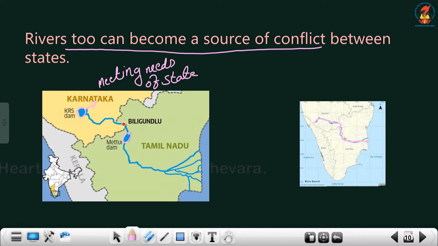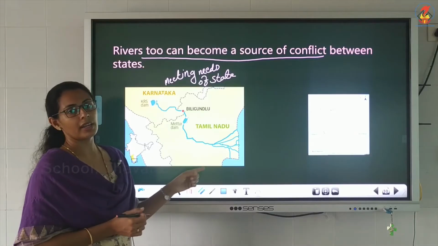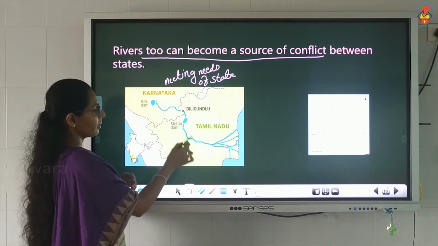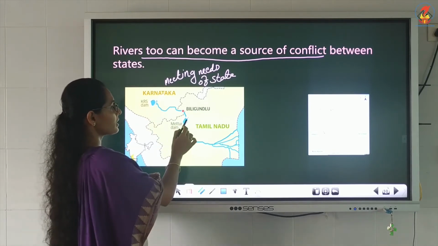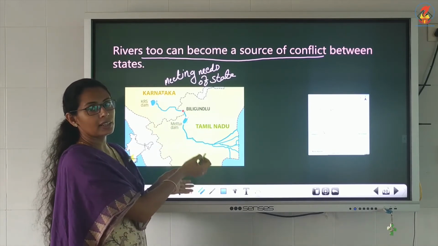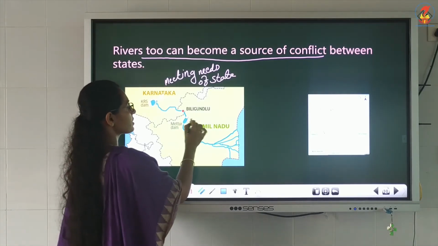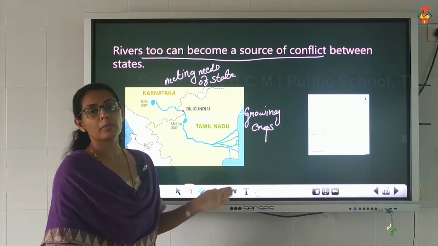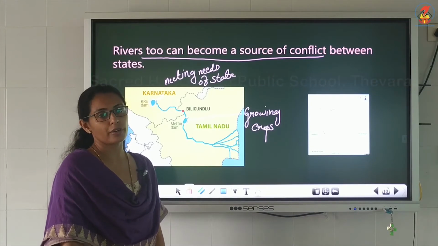Especially in Bangalore city, the people are using the Krishnasagar Dam, that is, the Kaveri river water. That's why they made their dam. Here, Mettur Dam is maintained by Tamil Nadu. Why are they using the water? They are using it for growing crops. The Tamil Nadu people are using the water for growing crops or farming.